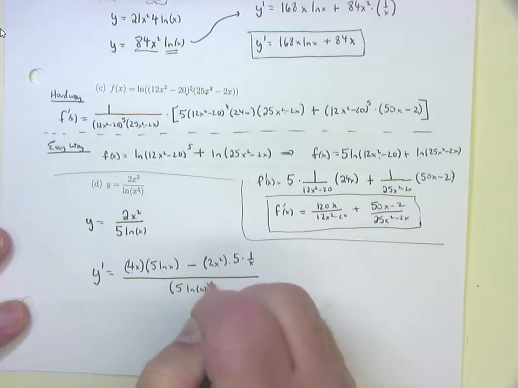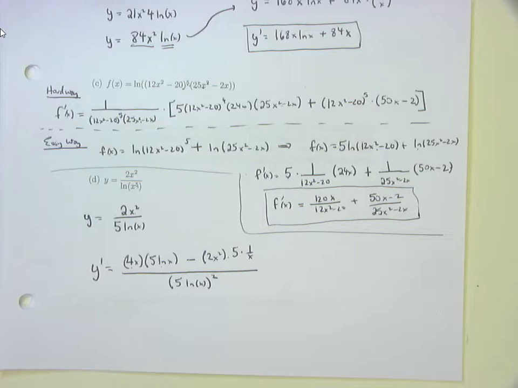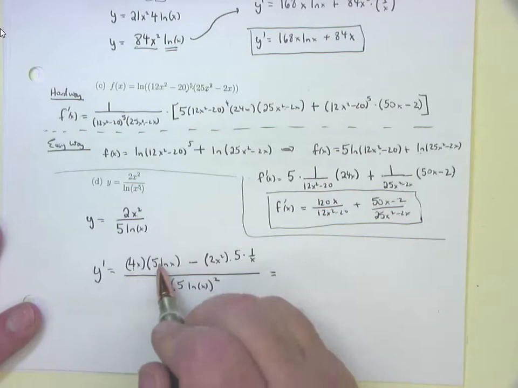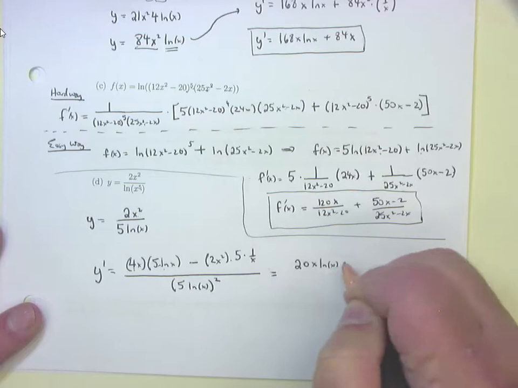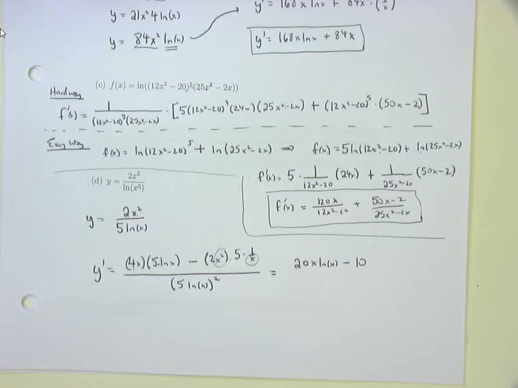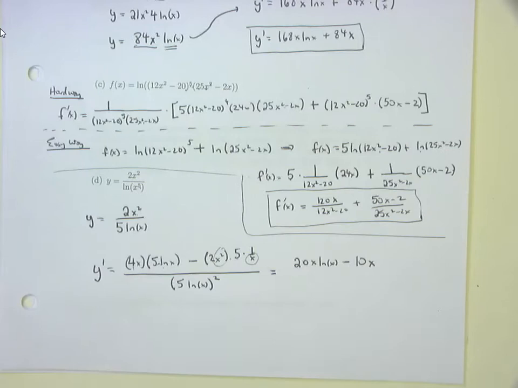And this is fine for an answer if I tell you don't clean it up. You remember to put parentheses around your numerator here, but I am going to clean this up to make it look like a multiple choice kind of answer. Multiply your constants. 4 times 5 is what? 20x times natural log of x minus, here we go, 2 times 5 is 10. But what is x squared divided by x times 1 over x? What's x squared divided by x?